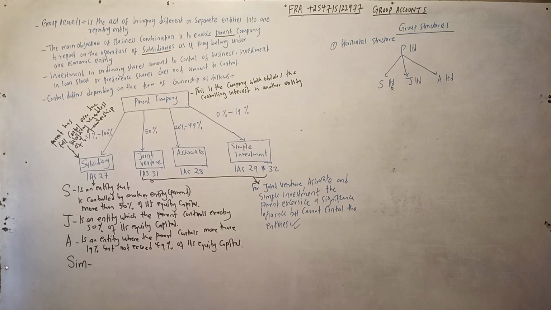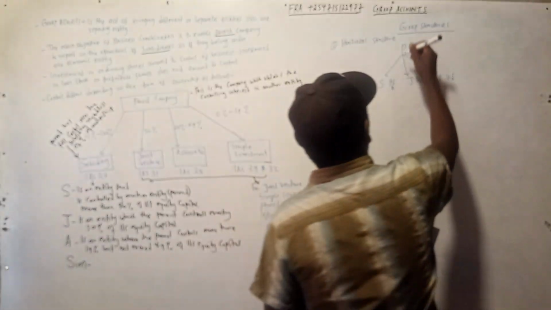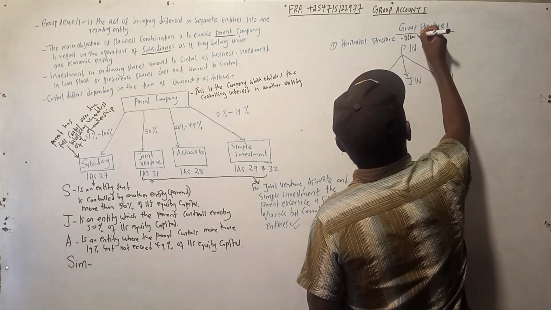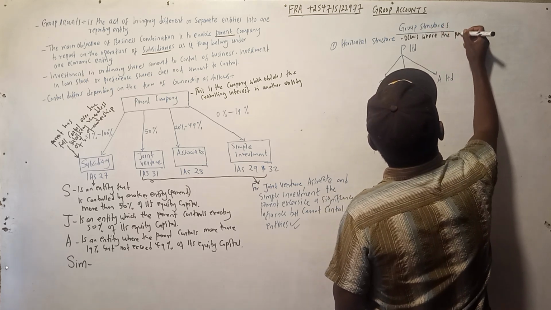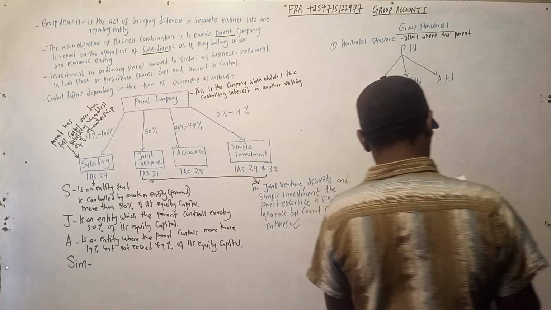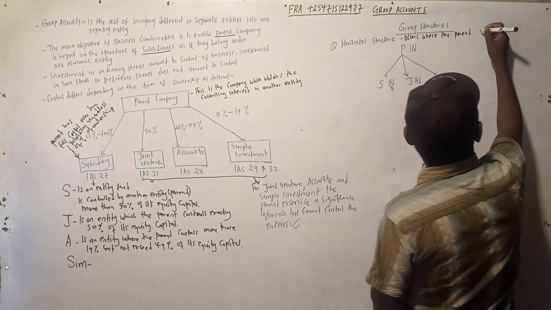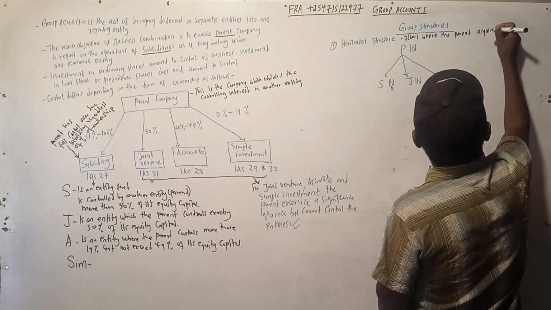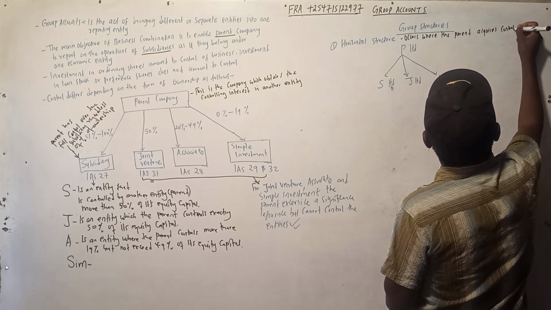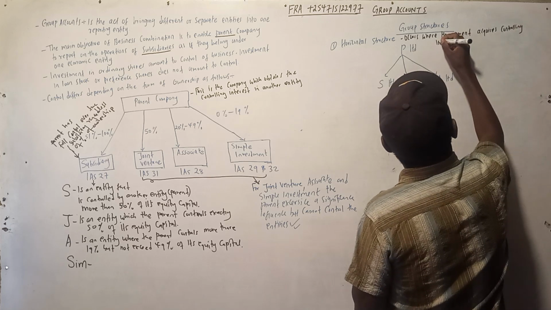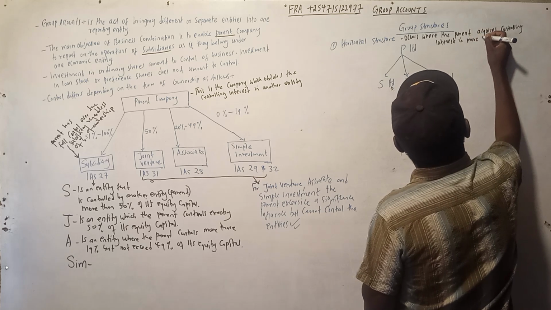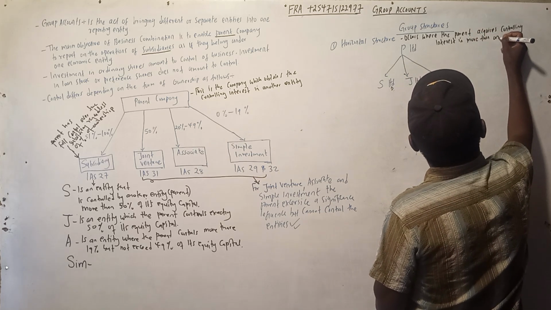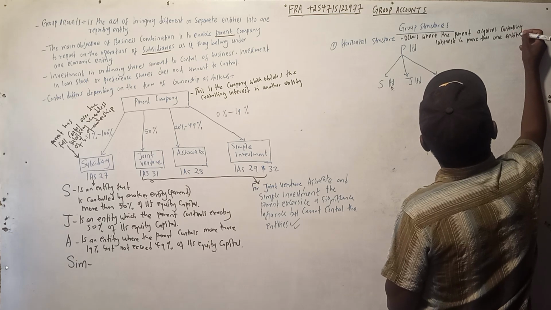So this is where the company has a controlling interest in more than one subsidiary. So we talk about the horizontal structure occurs where the parent acquires controlling interest in more than one company, one entity. That is the word entity.